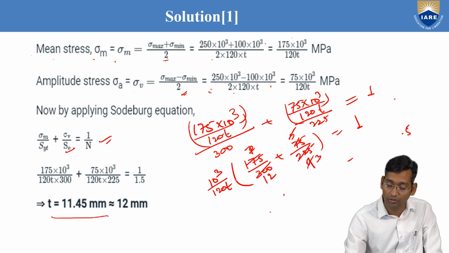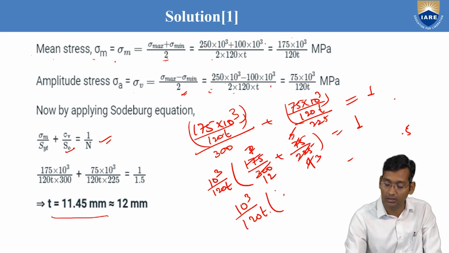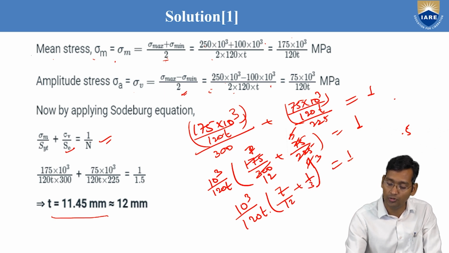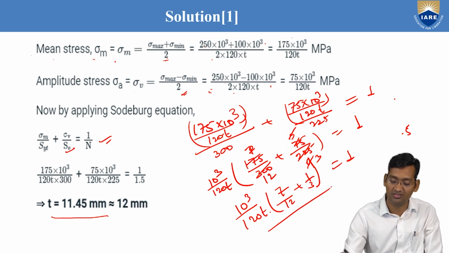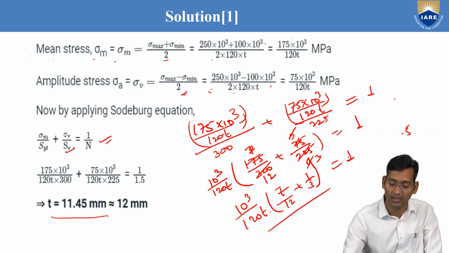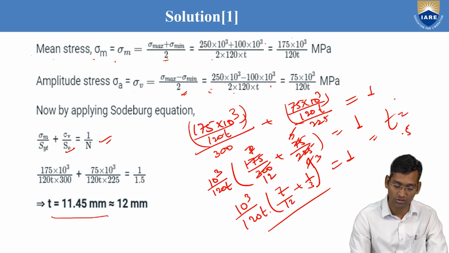So now we have 10 to the power 3 by 120 T into 7 by 12 plus 1 by 3 equals 1. Now take the LCM, which will be 12. Simplify, then cross multiply, and then find the value of T. So T will be equal to how much?